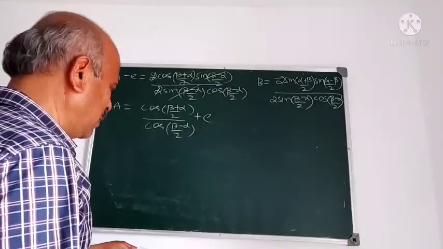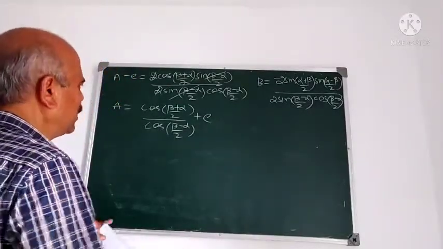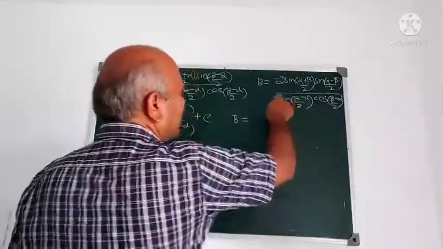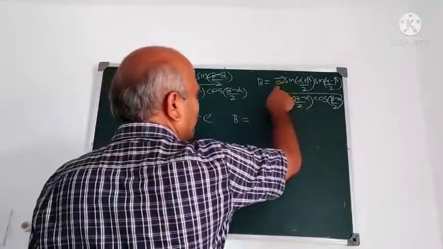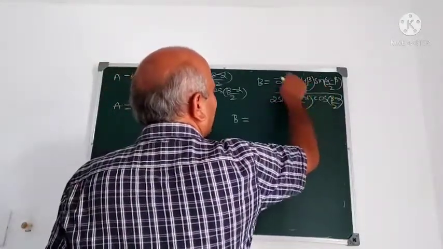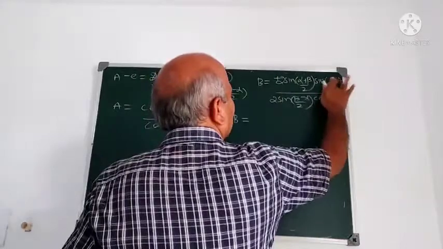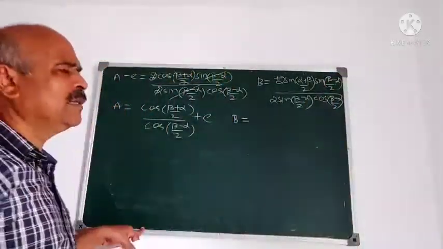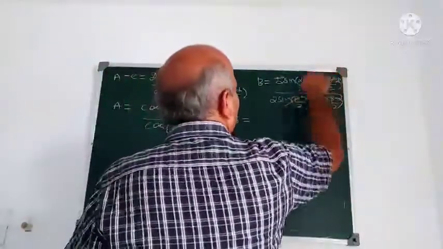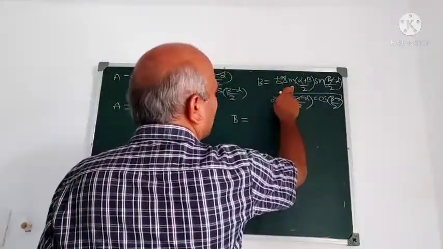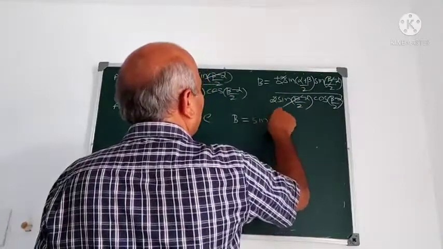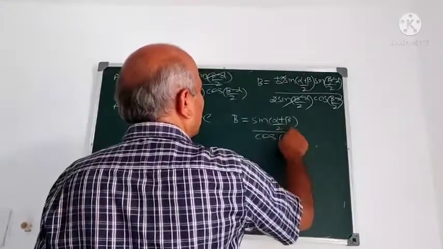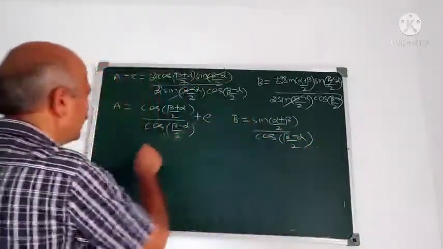Correct? Cos((beta plus alpha)/2) cos((beta minus alpha)/2) plus E. And what is B? I write cos minus cos as minus 2 sine into sine. Now I make this plus and this beta minus alpha by 2, because sine of minus theta is minus sine theta. Now this cancels. You will get cos alpha plus sine((alpha plus beta)/2) divided by cos((beta minus alpha)/2). These are A and B.